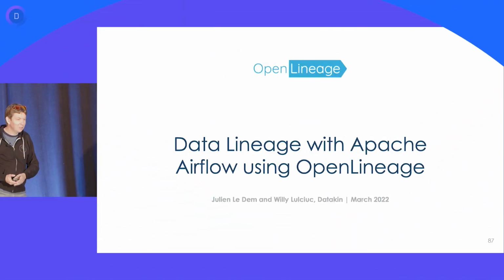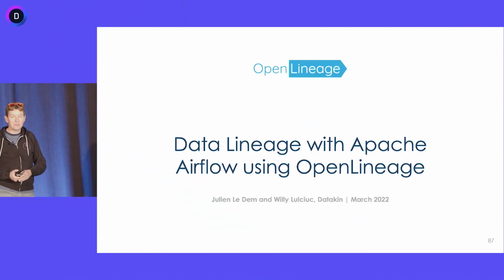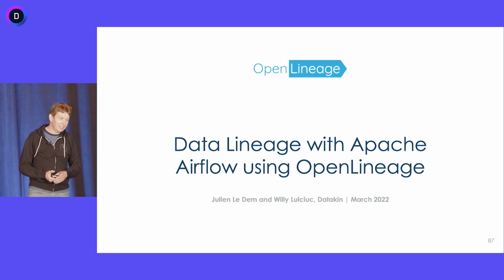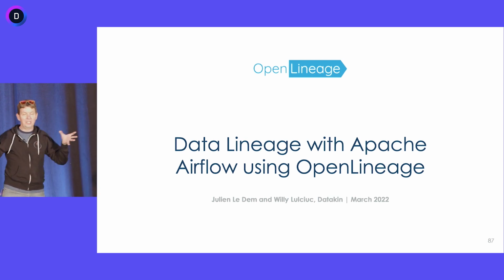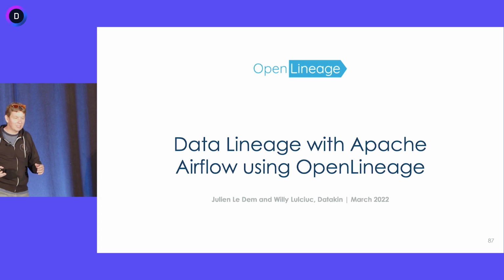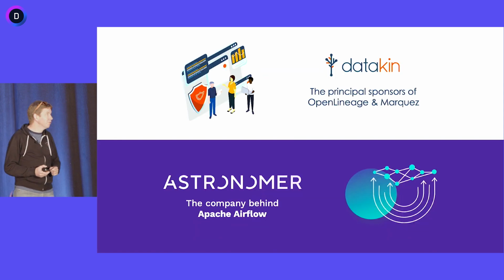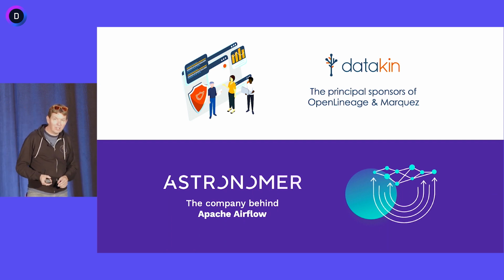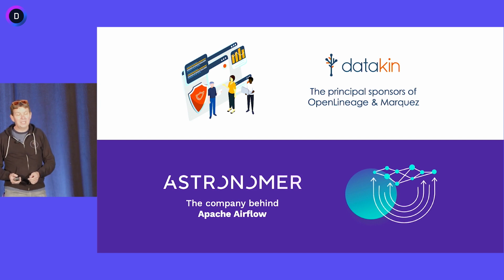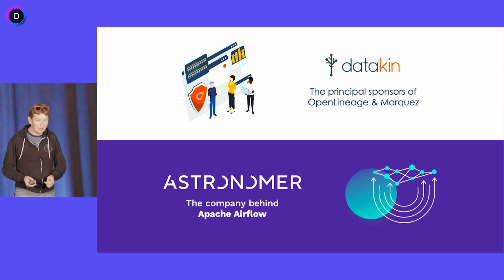And today we're going to talk about data lineage with Apache Airflow using OpenLineage. So putting OpenLineage and Airflow together to get some real-time lineage and observability. And of course, Datakin is the principal sponsor of OpenLineage and Marquez. Marquez is the reference implementation of OpenLineage, and Astronomer is the company behind Airflow.